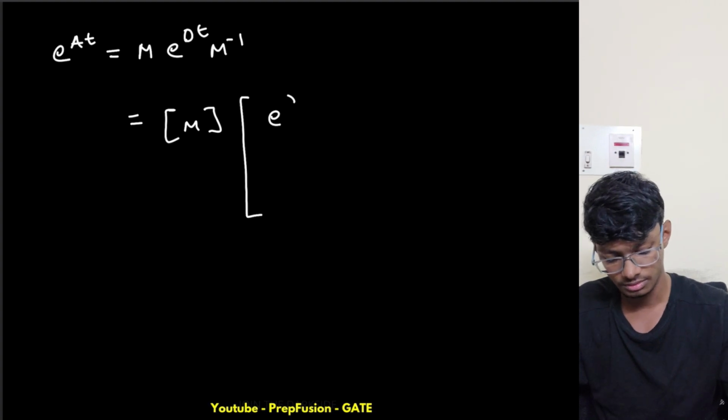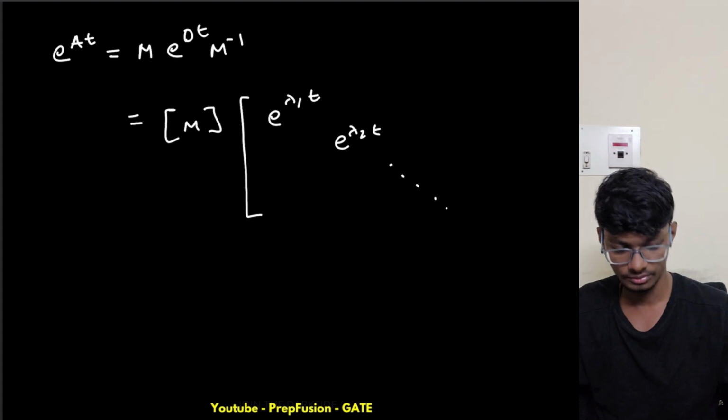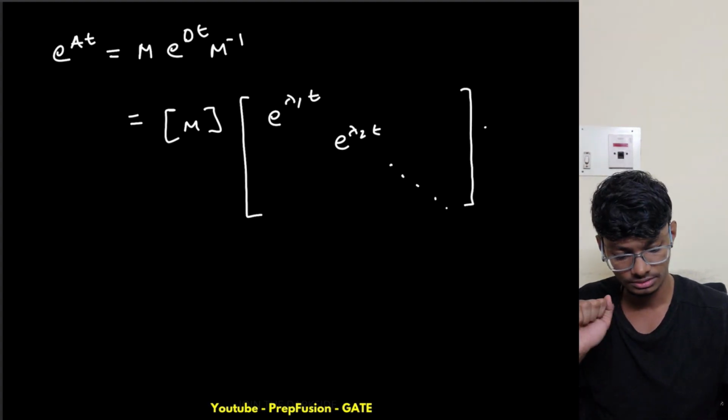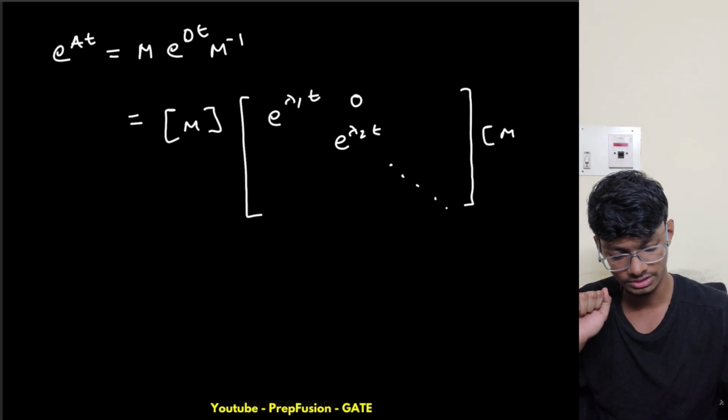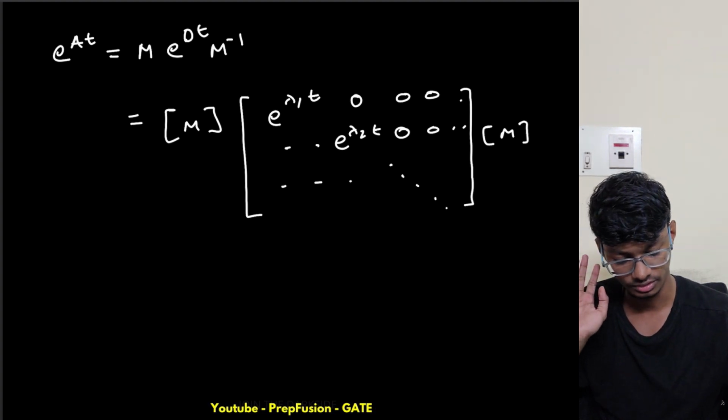So e raised to power lambda 1 t, e raised to power lambda 2 t, and this keeps on going, right. And what is this? This is M inverse. Other values are 0 only. So this is how it is. So this is M inverse.